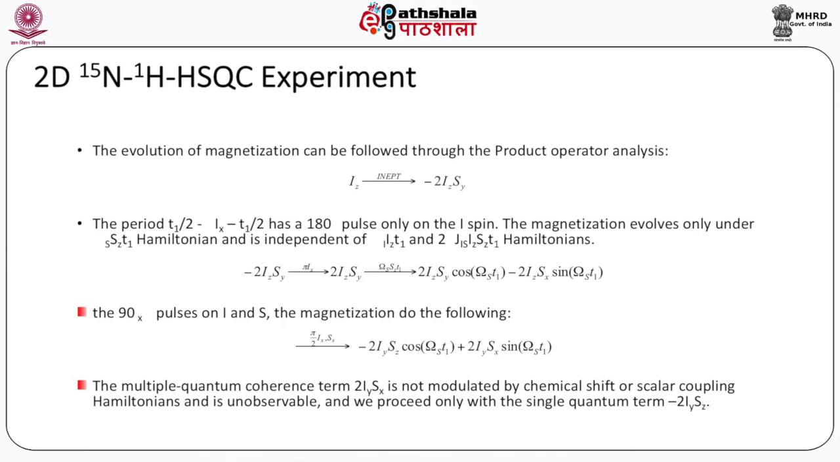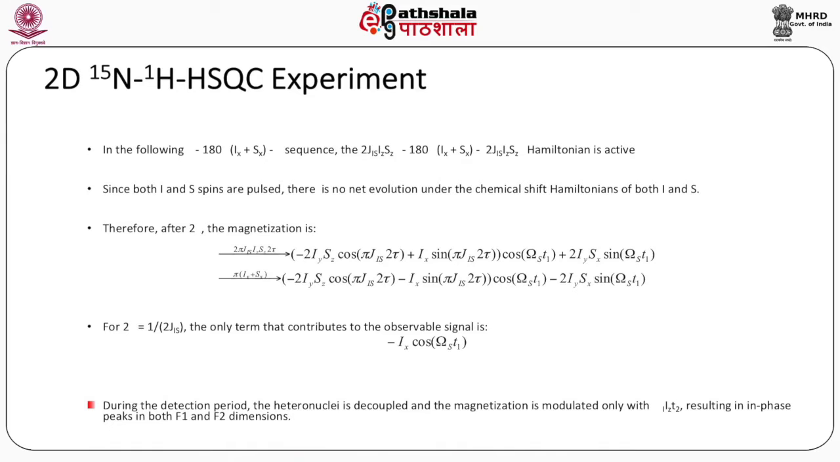The multiple quantum coherence term 2 Iy Sx is not modulated by chemical shift or scalar coupling Hamiltonians and is unobservable, and we proceed only with the single quantum term minus 2 Iy Sz. In the following tau, 180 degree Ix plus Sx, tau sequence, the 2 pi Jis Iz Sz Hamiltonian is active.